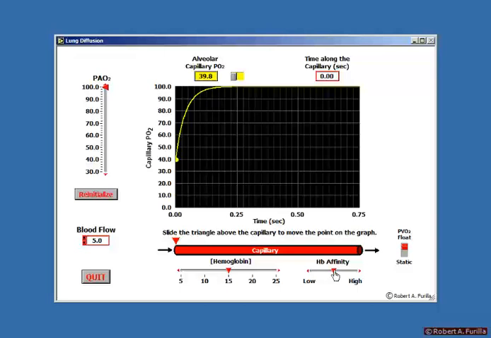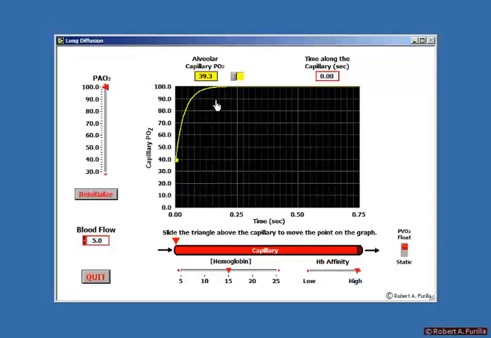Will that increase or decrease the time to reach equilibrium? If I increase the affinity for hemoglobin, think about that. Will it increase the time for the blood to reach equilibrium with the air, or will it decrease the time? And again, you can pause if you want to think about it, but I'm going to move on.